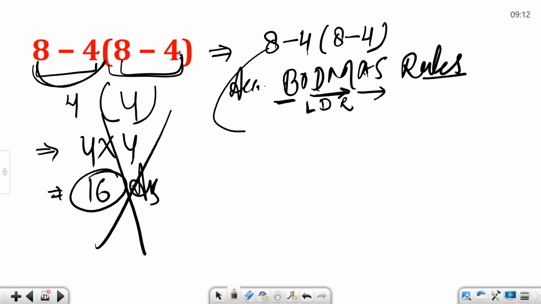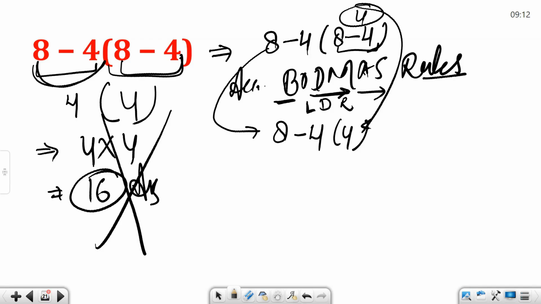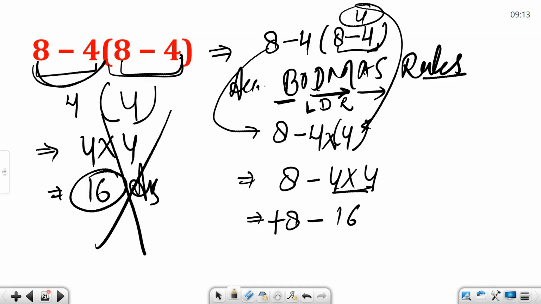For example, 8 minus 4 times (8 minus 4), so first we'll solve the bracket, which is 8 minus 4, which is 4. Now, 8 minus 4 times 4, there is multiplication. So multiplying 4 by 4 now, 4 times 4 is 16, which results in 8 minus 16, equals minus 8. And that gives us the correct final answer.